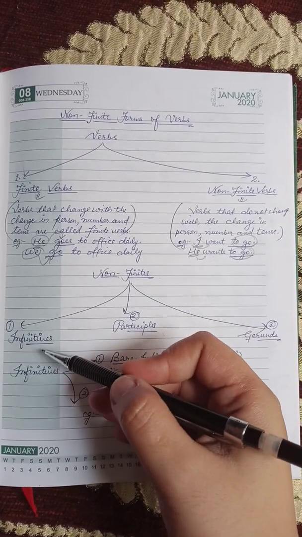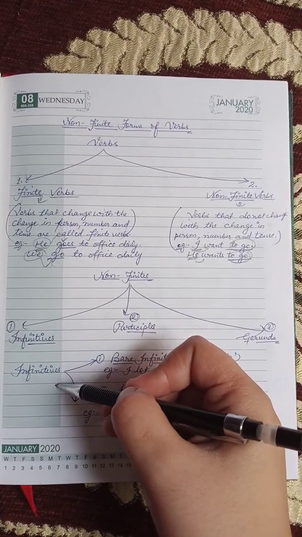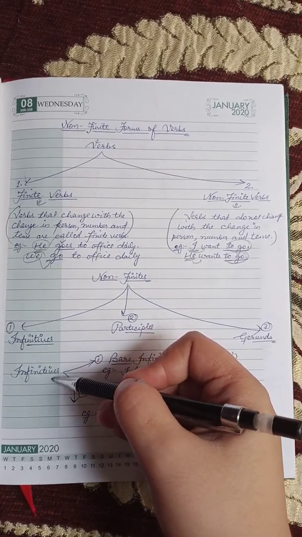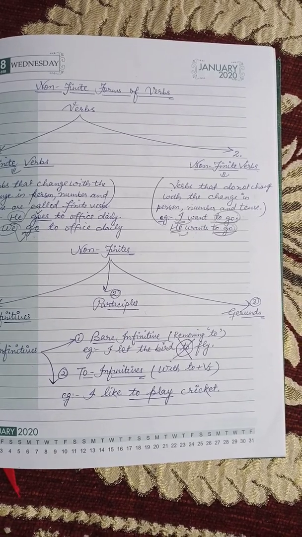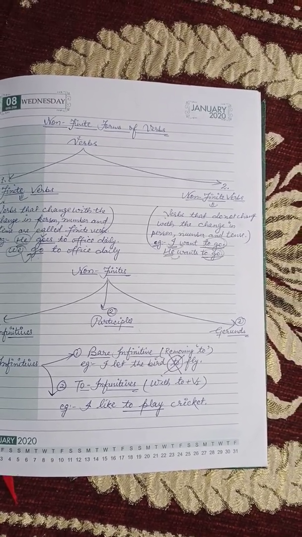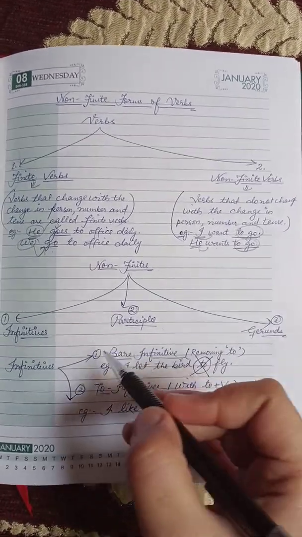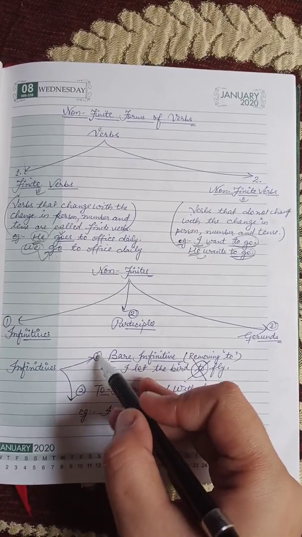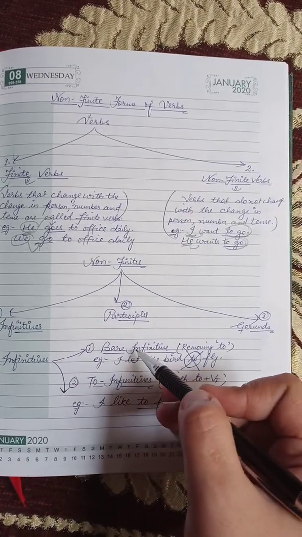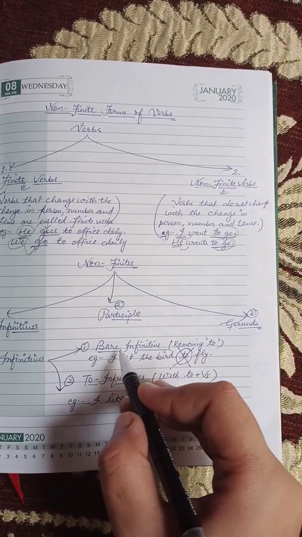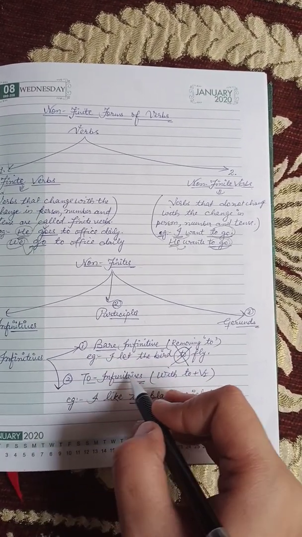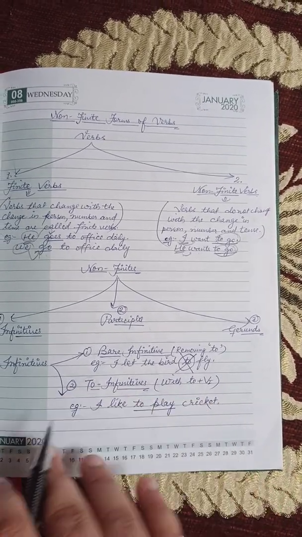So what are infinitives? Infinitives are those which have to plus the first form of the verb, students, and they are also sometimes used without to. So infinitives can again be categorized in two categories, where the first one is bare infinitive. Bare means removal of to. And the second one is to infinitive, that is, adding to.